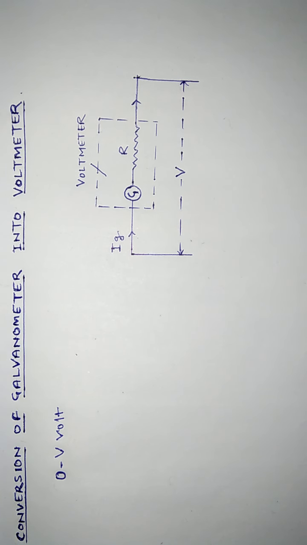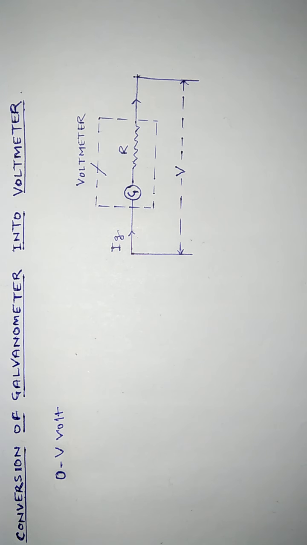Good morning, students. Today I am going to discuss the conversion of a galvanometer into a voltmeter. A voltmeter is an instrument used for measuring potential difference between 2 points of a current carrying conductor.